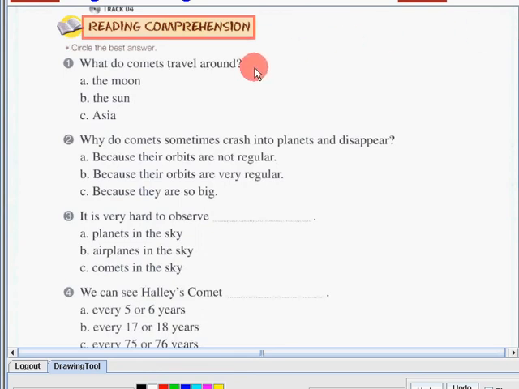What do comets travel around? Is it A, the moon, B, the sun, or C, Asia? Number 2. Why do comets sometimes crash into planets and disappear? Is it A, because their orbits are not regular, B, because their orbits are very regular, or C, because they are so big?